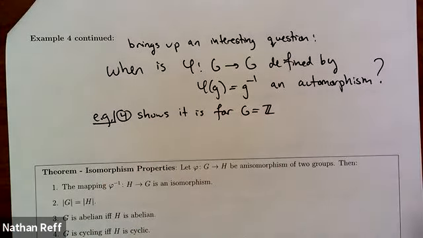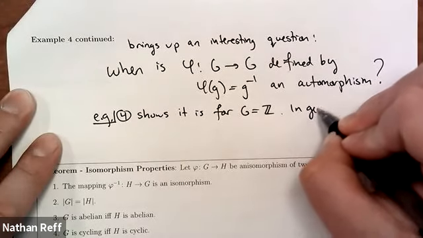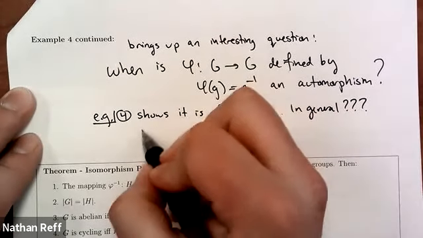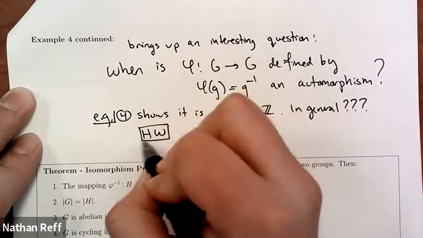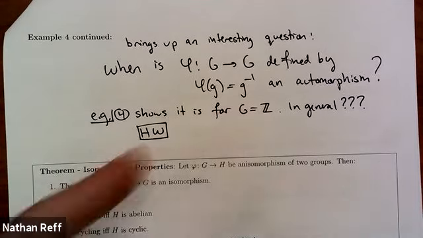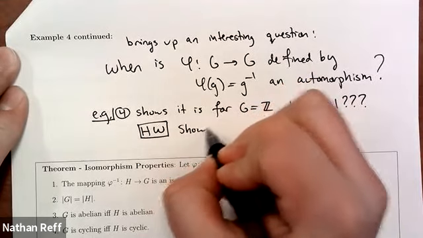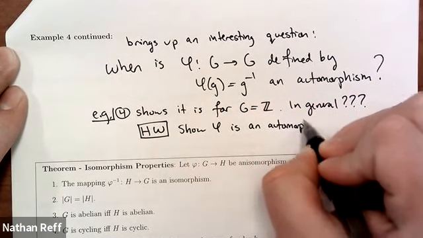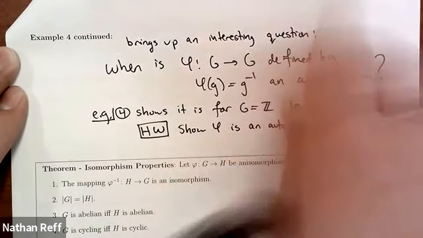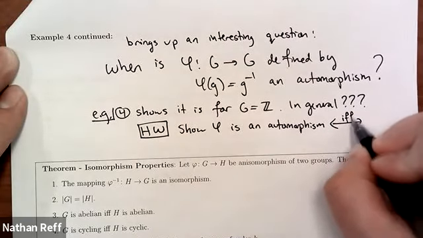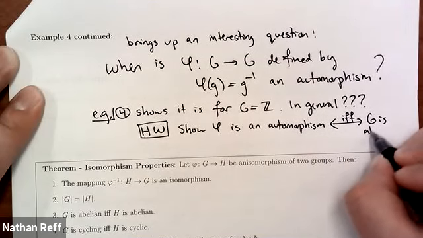But what about in general? In general? That's actually a homework question. So the homework problem, I'll just spoil it for you. There's a special property that Z has, which is that it's actually abelian. Okay, so the homework question is this: show phi is an automorphism. It's not for this week, just so you know. This would be for next week. Phi is an automorphism if and only if G is abelian.